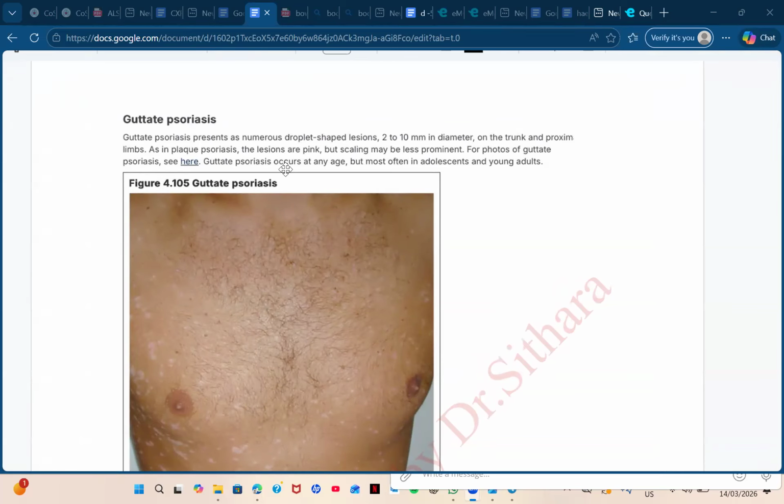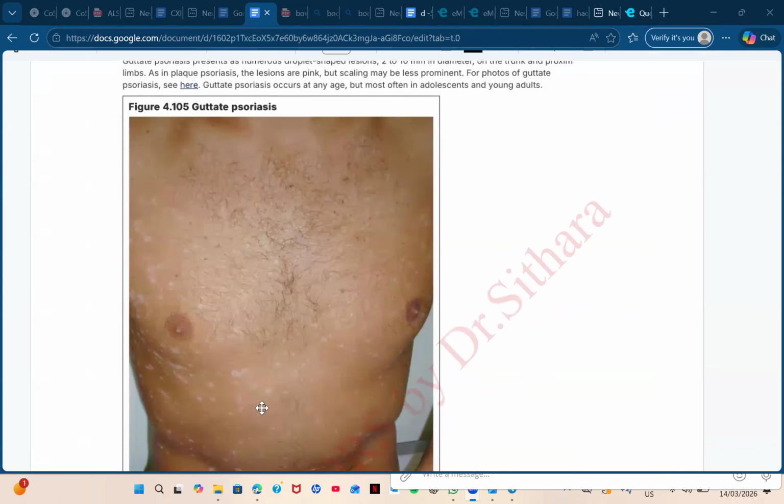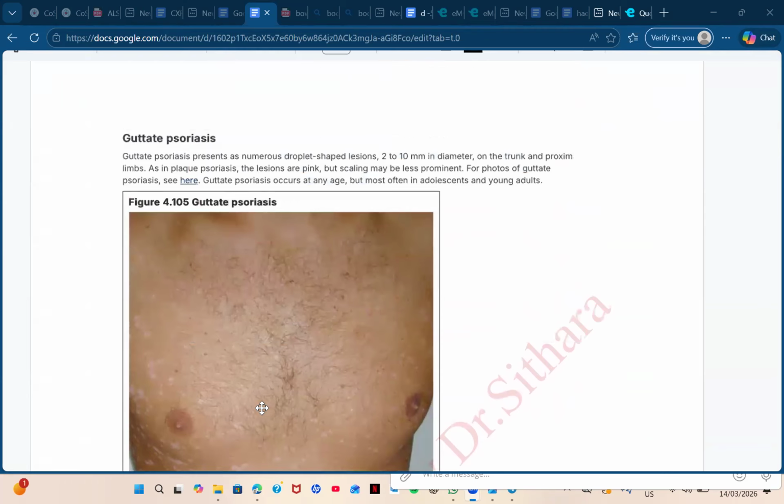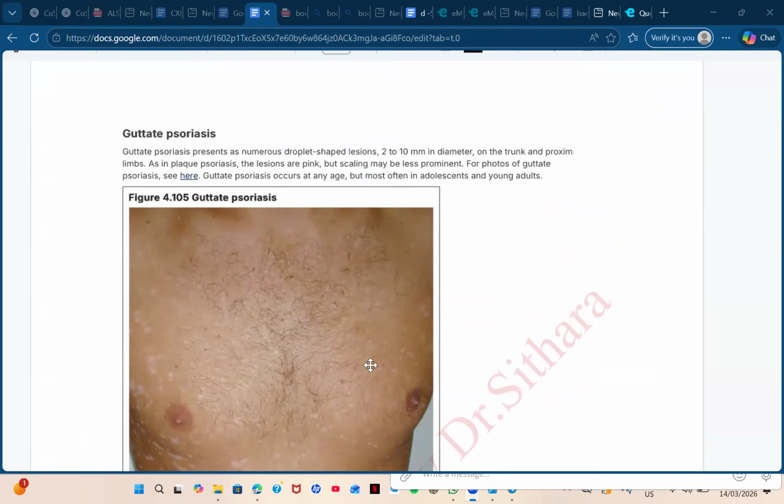Okay. So it's like droplet-shaped lesions, 2 to 10 millimeter in diameter on trunk and proximal limbs. Okay, it's different, it's not like that salmon pink plaque psoriasis, right? This is like small lesions like this.